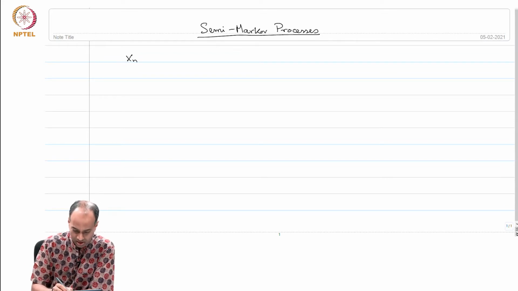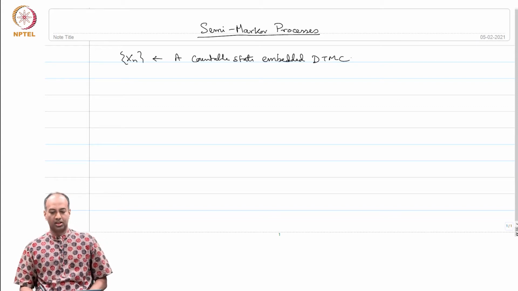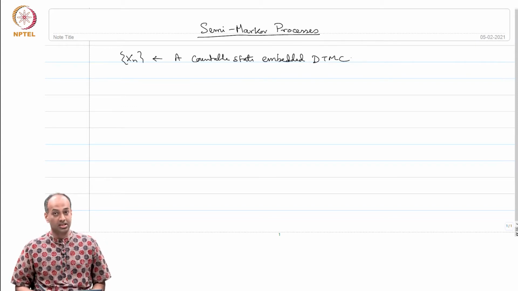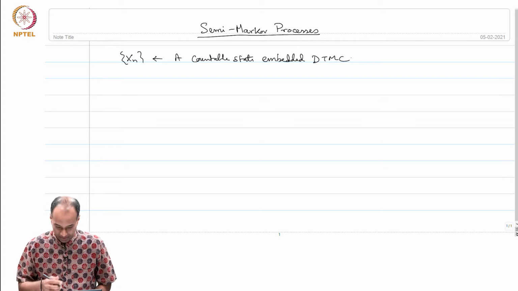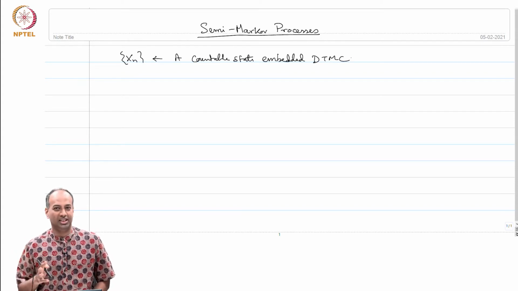So you are given a countable state embedded DTMC. Okay. So Xn is a countable state embedded DTMC, just like for CTMCs, and then you have holding times which are not necessarily exponential. All right.